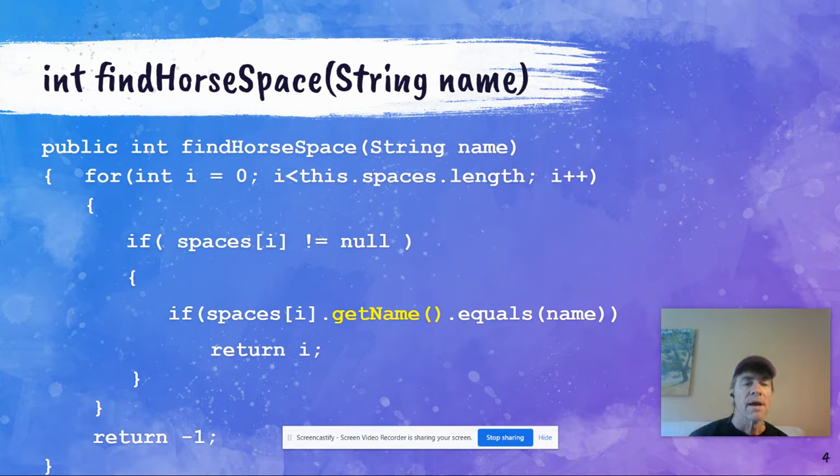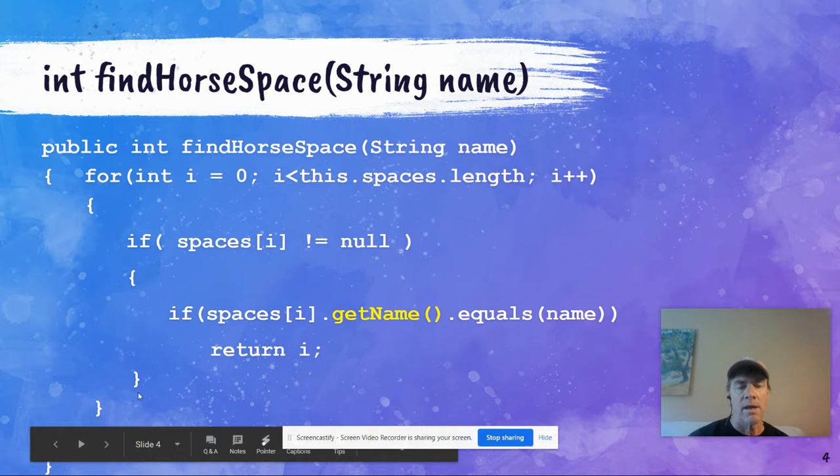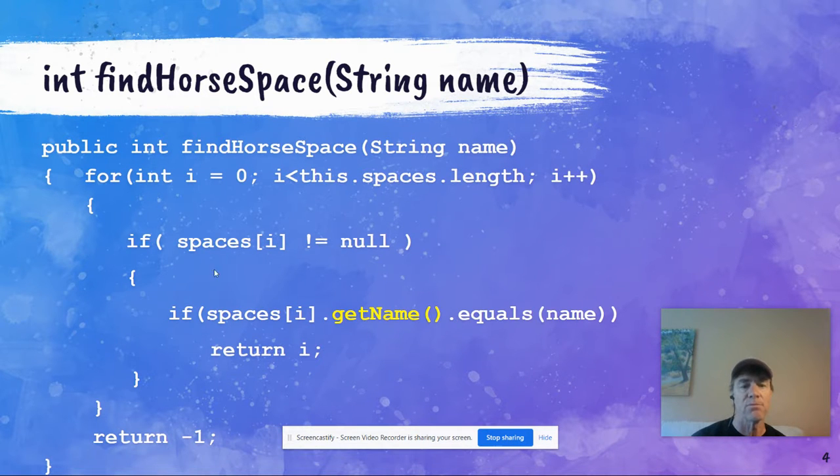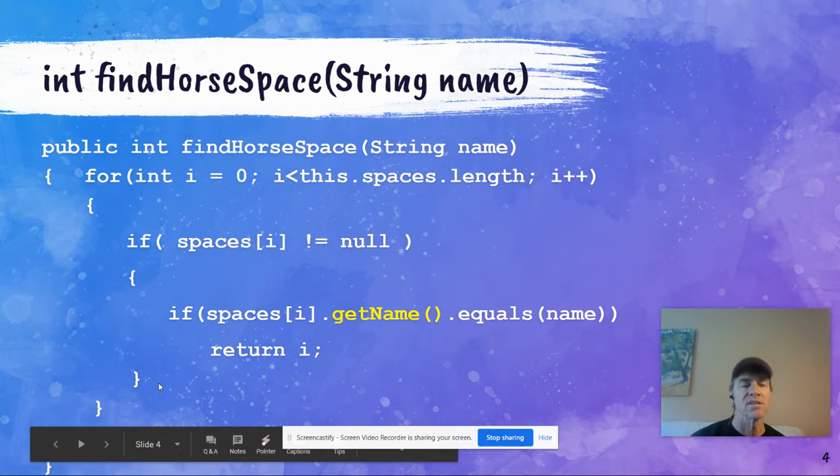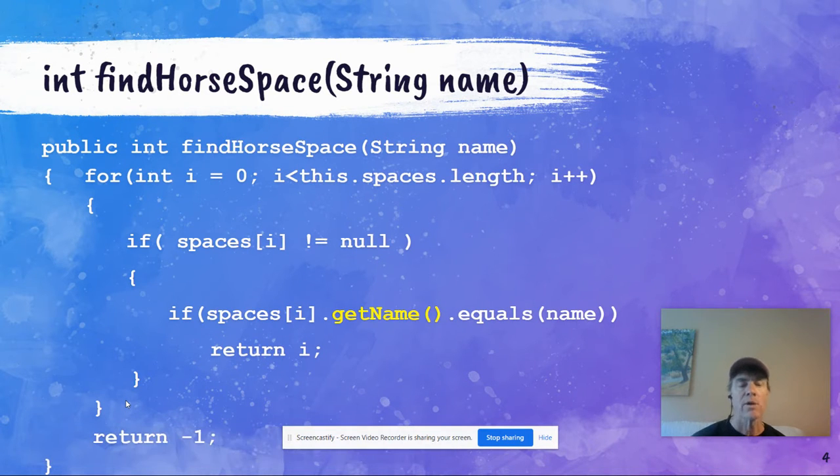All right, and that's the end of my method. I'm going to close out. That's the only, so two ifs. If both of these ifs are true, I'm going to return i. That's the index of where that horse is. Otherwise, if I get outside of that loop, I'm going to return a -1.